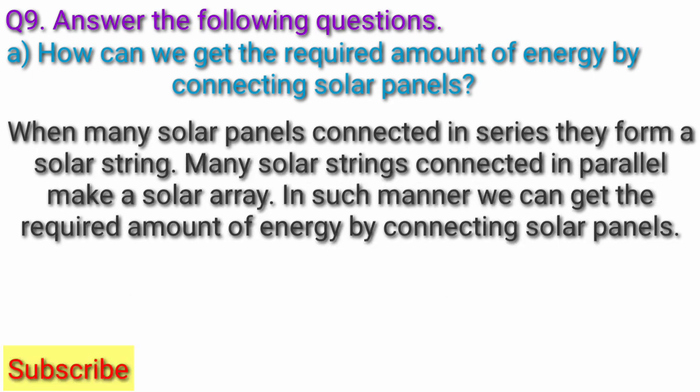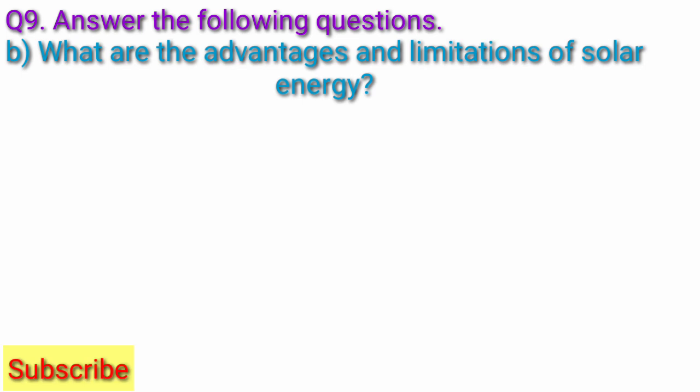When many solar panels are connected in series, they form a solar string. Many solar strings connected in parallel make a solar array. In such a manner, we can get the required amount of energy by connecting solar panels. Question B. What are the advantages and limitations of solar energy?